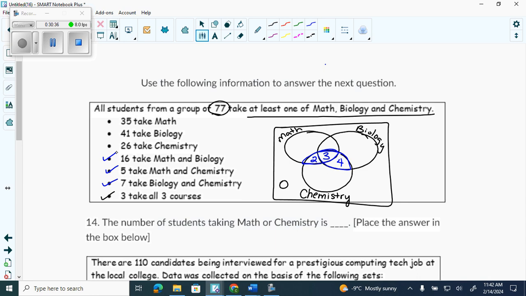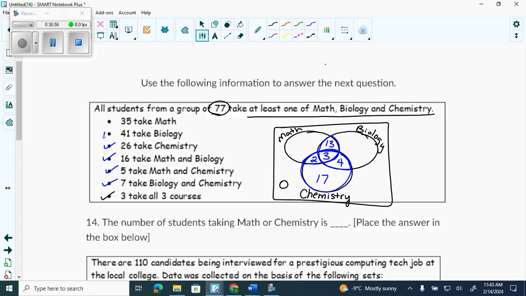16 take math and bio eyeball. So how many are in math and bio only? 13. Then I can go to my singles. 26 take chemistry. So in the chemistry circle, I already currently have 9 taking chemistry, correct? They take other things, but I don't care. They're still taking chemistry. So how many should be here?